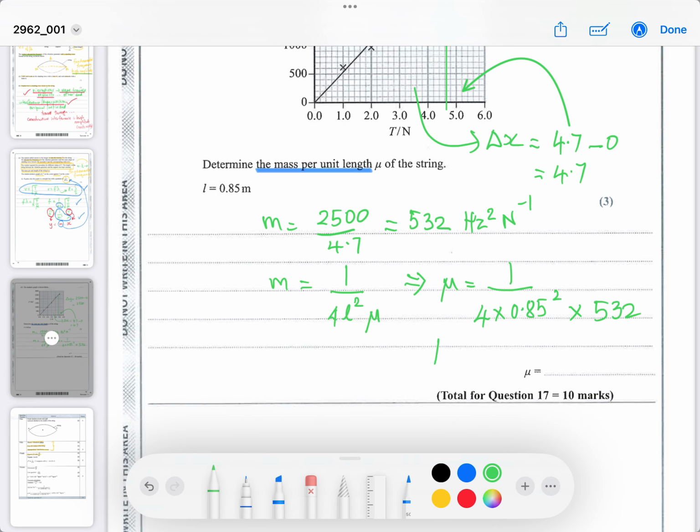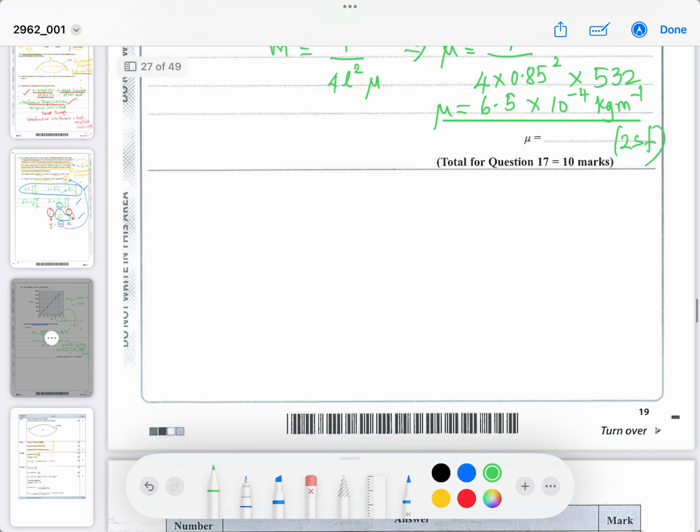And that comes to mu as being 6.5. Is 6.50, so I'm going to just go straight to two significant figures, times 10 to the -4 kilograms per meter. So the mass per unit length is a way of working out how thick the string is. If you use a thicker string, it will change the fundamental frequency. So that you should give to two significant figures, and I hope you can read my writing. So that's question 17 done.